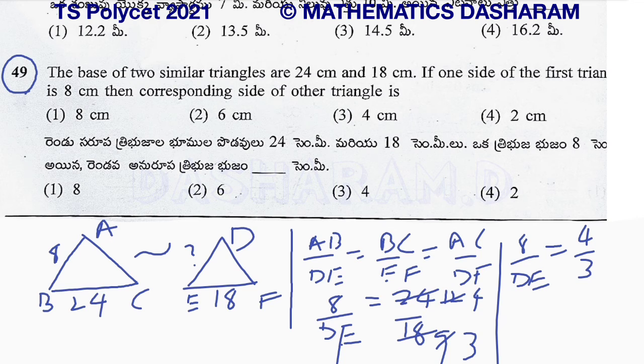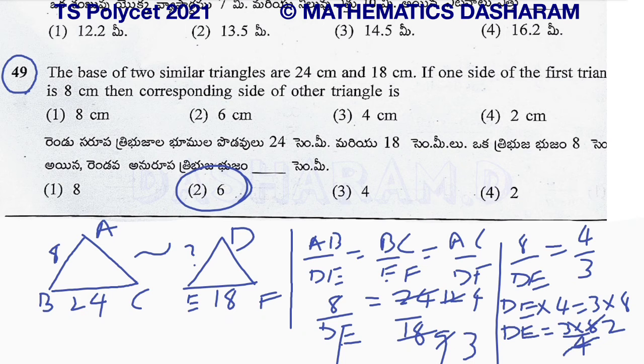Now do cross multiplication. DE into 4 equal to 3 into 8. Then DE equal to 3 into 8 divided by 4. So now 4 ones are 4, 4 twos are 8, then 3 twos are 6. So DE value 6. So option 2 is correct.